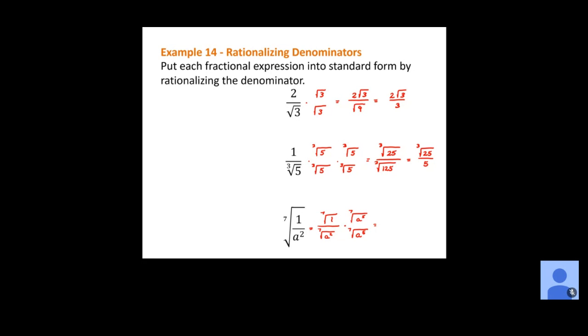Okay, so now when I do that, remember we just said the 7th root of 1 is just 1. So the numerator now is just the 7th root of a to the 5th. And now when we multiply down here, a squared times a to the 5th, if we add those exponents, gives us a to the 7th. So we have the 7th root of a to the 7th. But the 7th root of a to the 7th is just a. So now we have the 7th root of a to the 5th over a.